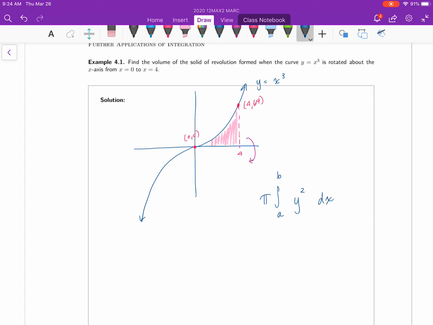So this y squared is really defined by x cubed. So that purple would be the radius when we revolve this pink region around the x-axis. So therefore, we're integrating from an x value of 0 to an x value of 4. Y is actually just the height, so that's defined by x cubed, and it's squared since it's a radius.